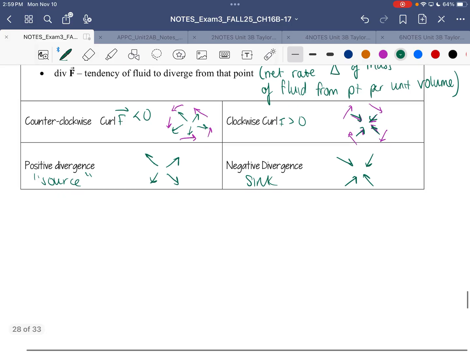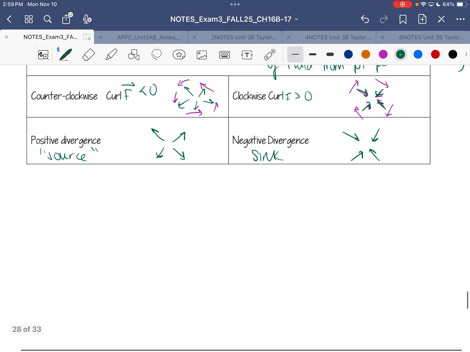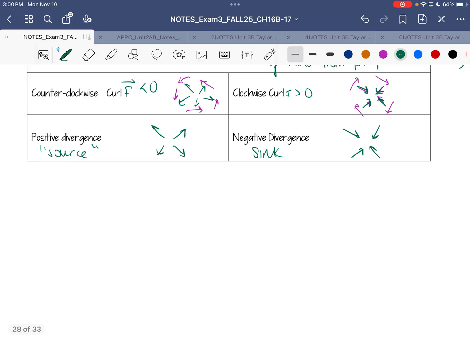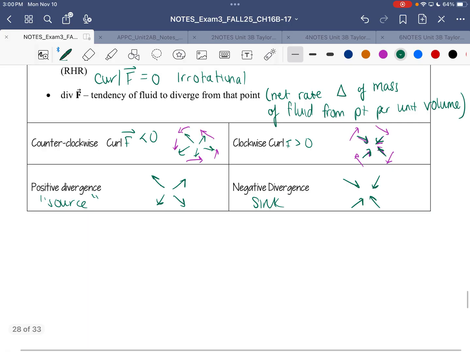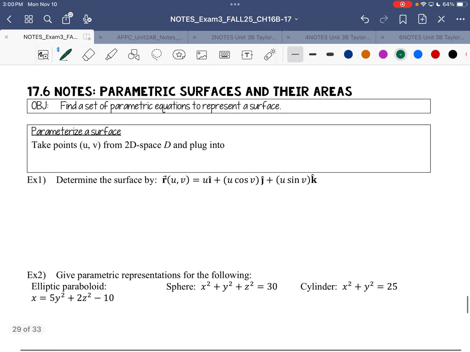All right, now we're gonna go to parametric surfaces and their area. The curl and divergence is kind of like a skill, an operation that you need to have to be able to do the stuff in the rest of the chapter. And this one also, we got some skill building that we need to be able to get to 17.7. All right, so 17.6, we have parametric surfaces and their areas.